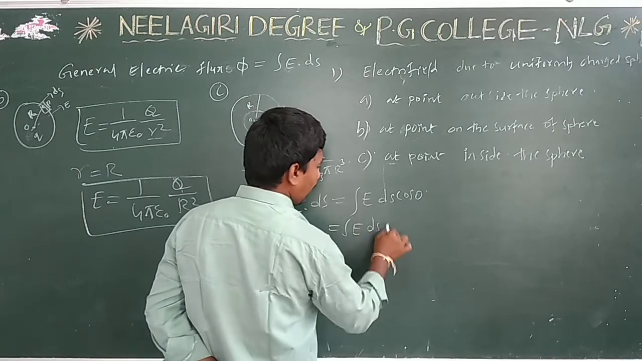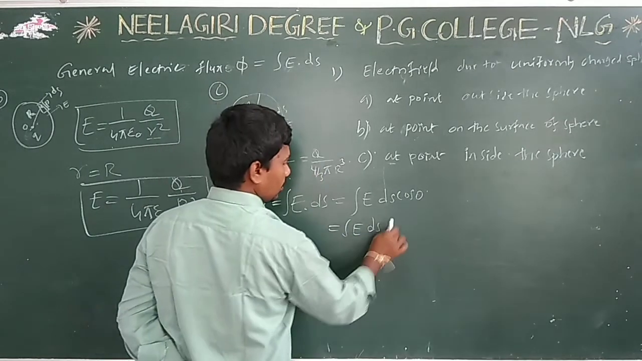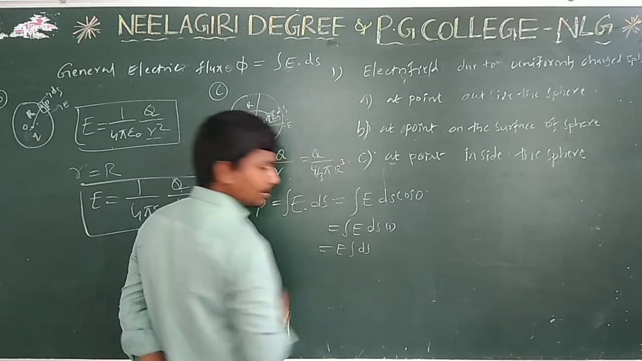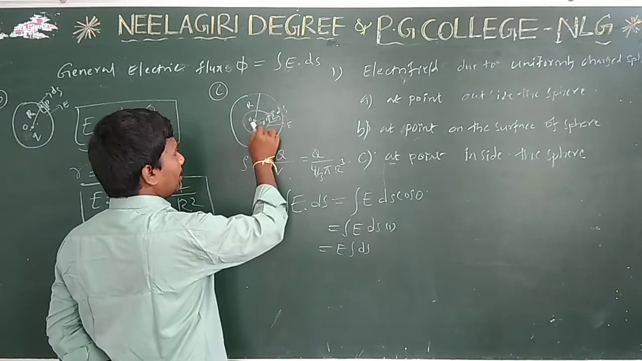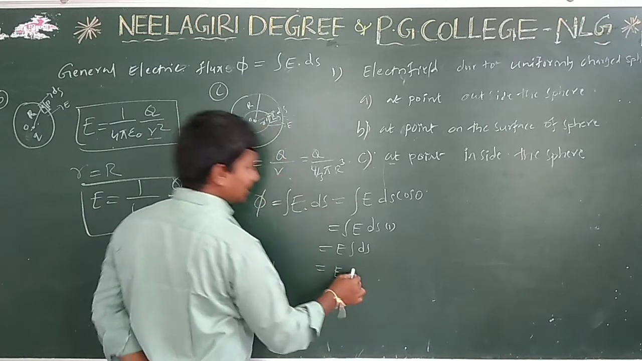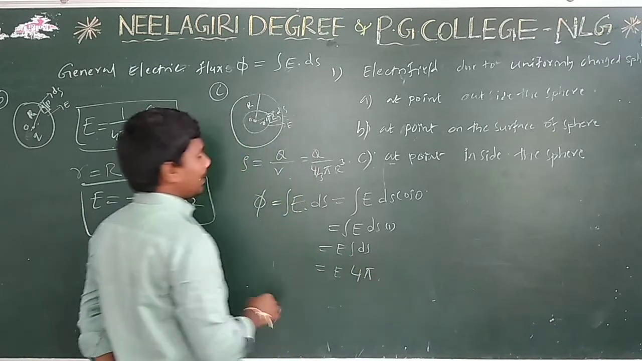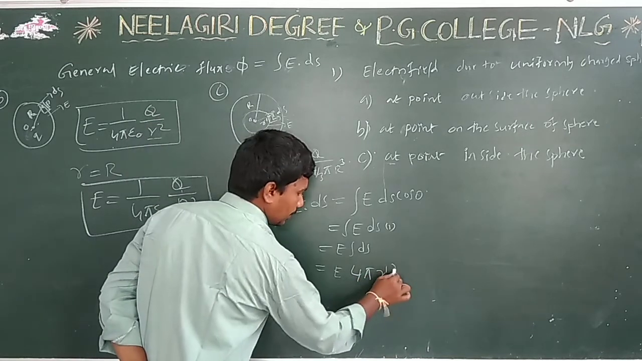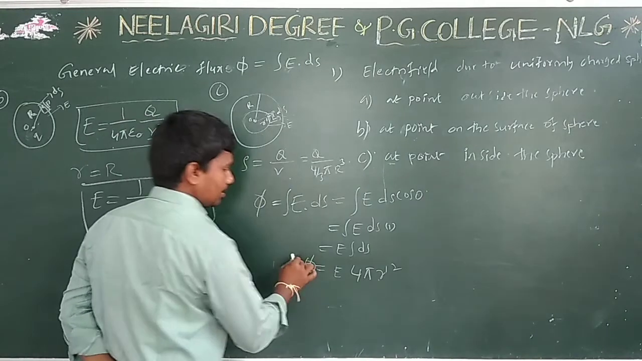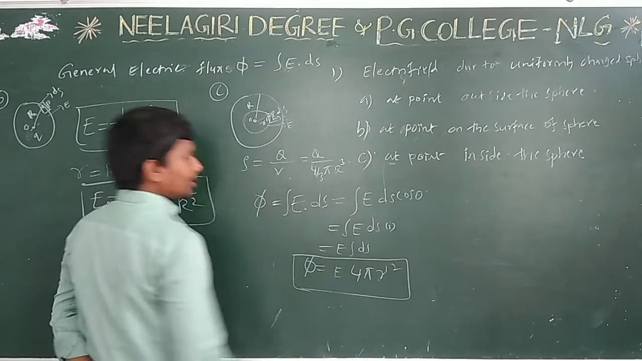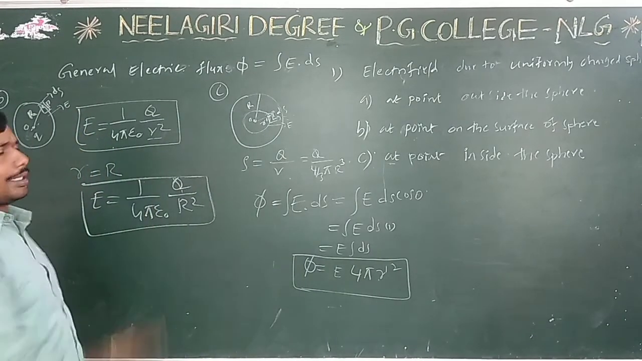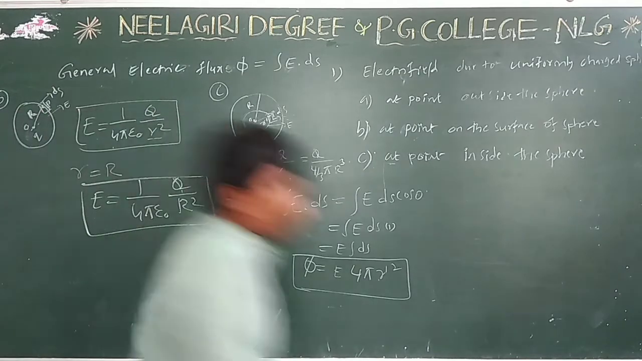Integral of ds. The constant E is written outside of the integral, leaving ds. But what is the distance from P to O? R prime. So the integral of ds is the surface area of the sphere, 4 pi times the radius square, which is R prime square. This is the general flux of the inside of the sphere.